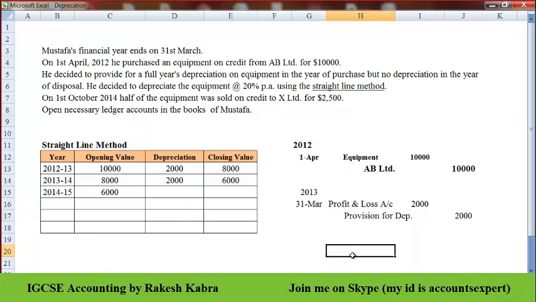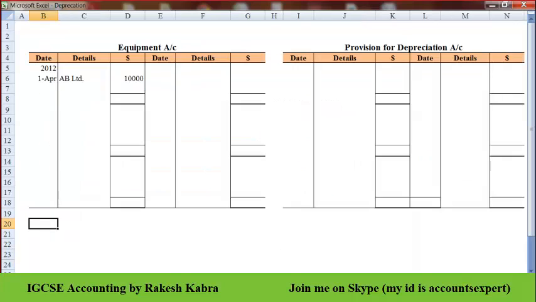Now see in this entry what happened? Provision account credited. So in the provision account on the credit side, first I will put the date 2013 March 31st, last date of the first year. Then I will put the amount. How much amount? 2,000, the amount of depreciation. Then I will write the name of the opposite account, and the name of the opposite account is which one? Profit and loss account. Got it? Yeah.